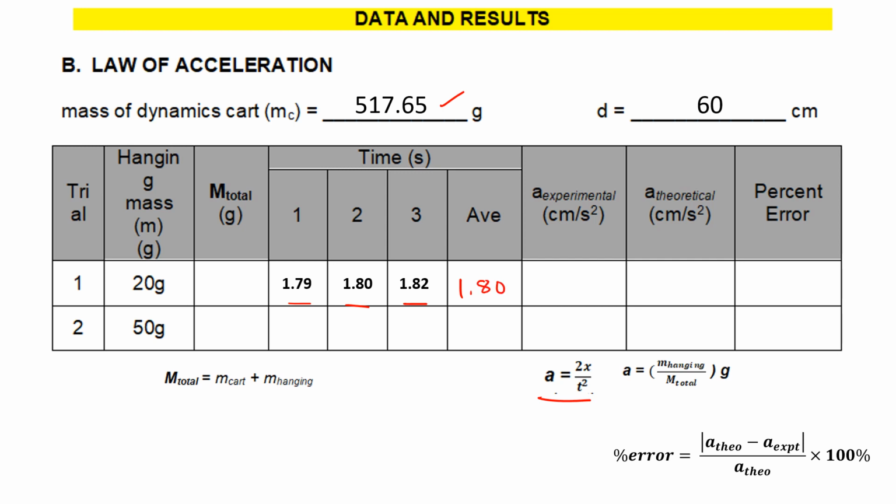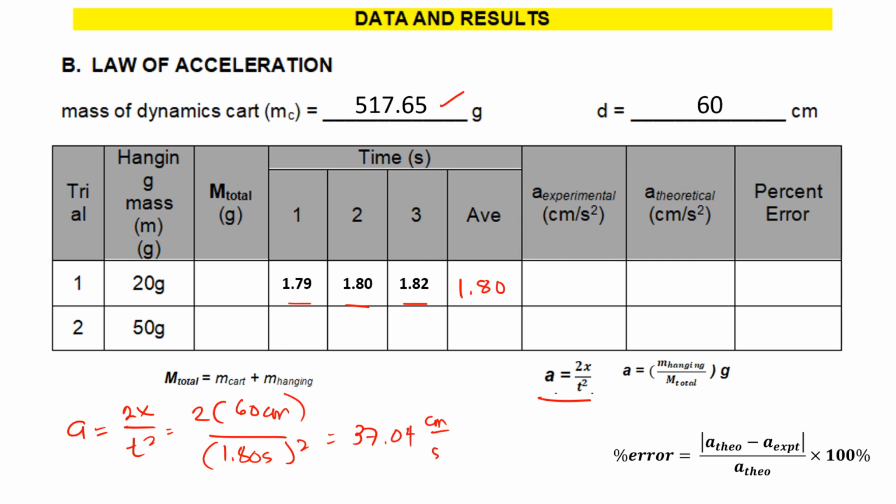So we have the given distance here. Now we can compute the experimental value of acceleration. Acceleration is 2x over t squared, which is 2 multiplied by 60 centimeters, over 1.80 seconds squared. The value of the acceleration here is 37.04 centimeters per second squared. So this is the experimental value.